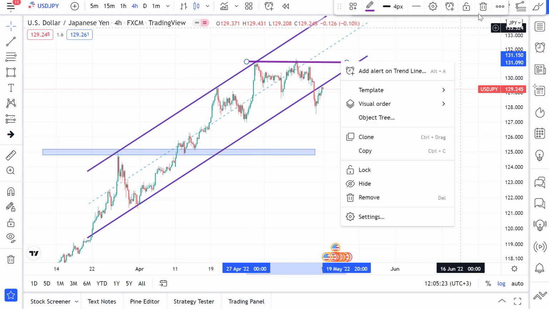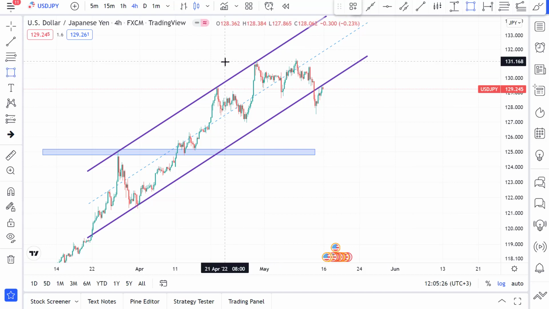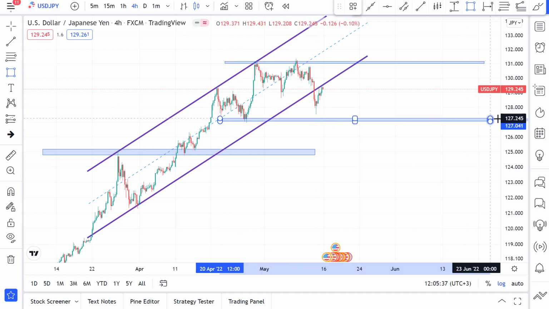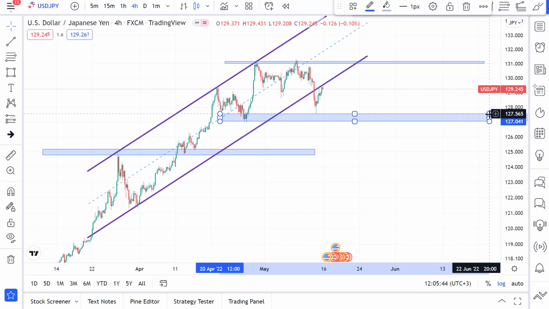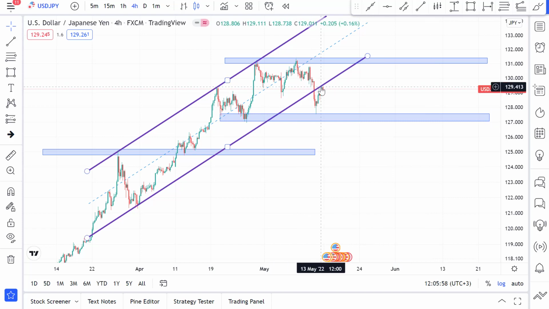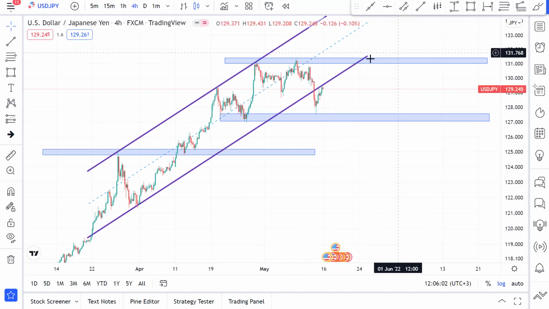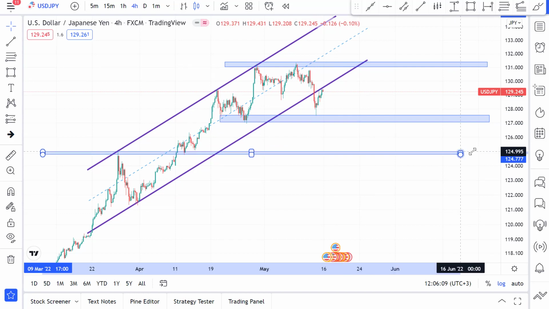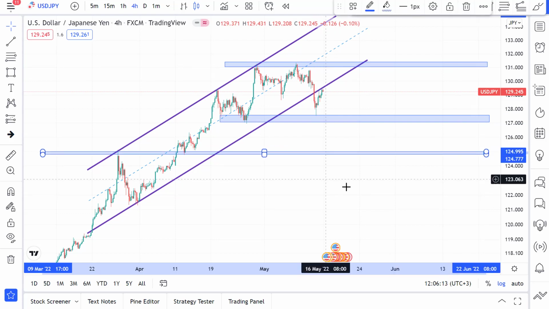Let me update my chart for you. This zone, 130 to 131, and this zone, something between 127, yeah, 128. Now we should see a trading range between these two lines, and we should wait for the breakout. If the breakout happens from the top, we might see higher prices, but if from the bottom, the next zone we have is 124, as I have drawn for you.